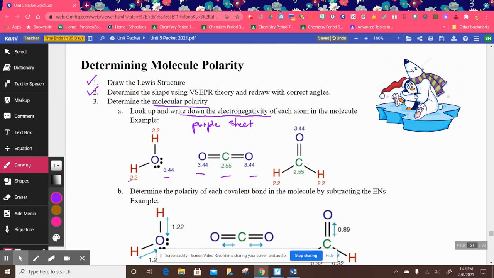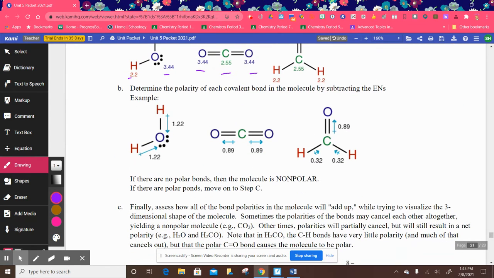Then the next thing you're going to do is figure out the polarity of each covalent bond by doing the subtraction. So for example, the type of bond here between oxygen and hydrogen, we would take, based on the numbers above, 3.44 minus 2.2, you get a difference of 1.22, which is a polar covalent bond. Same thing between carbon and oxygen, we get polar covalent, and then here, I think carbon to hydrogen, based on your unit packet, would be polar covalent. These are a little bit under.